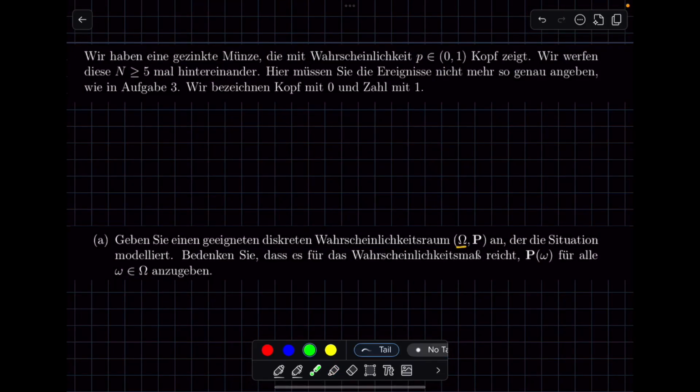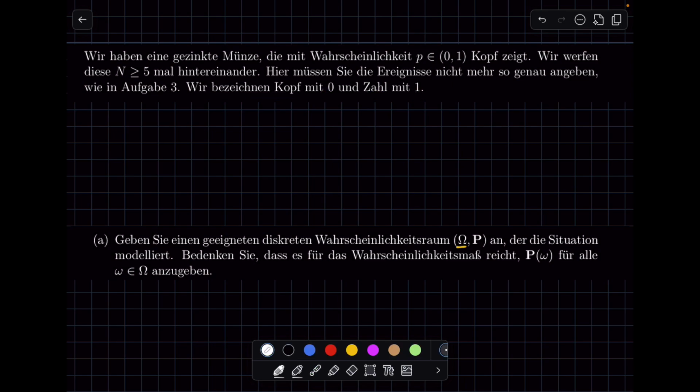Okay, so now we have the final exercise of this exercise sheet. They're giving us the situation where we are presented with an unfair coin with a probability p, in the range of 0 to 1, that we get heads. We throw this coin n greater than or equal to 5 times. Here we don't have to define the events exactly like in exercise 3. We're going to denote heads with 0 and tails with 1.